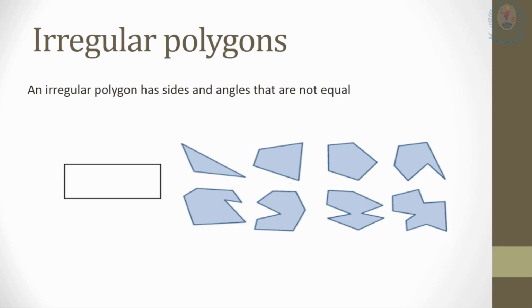According to the number of sides, we can categorize them under the polygons. Look at this. 1, 2, 3, 4, 5, 6, 7, 8, 9. It's a nonagon, an irregular nonagon. This one: 1, 2, 3, 4, 5, 6. It's an irregular hexagon. Like that, according to the number of sides, we can name them, but all the sides and angles are not equal as in regular polygons, so they are irregular polygons.